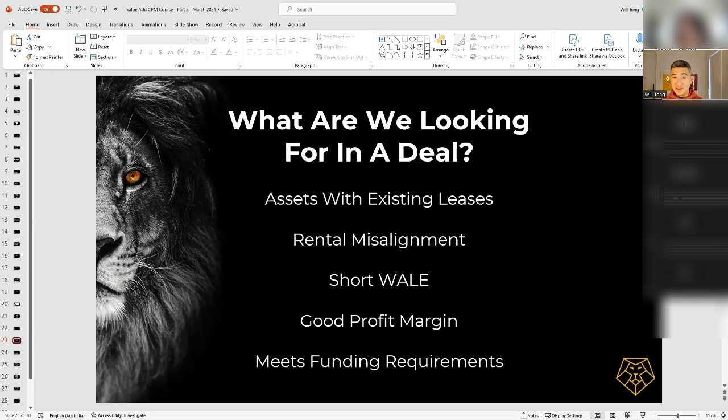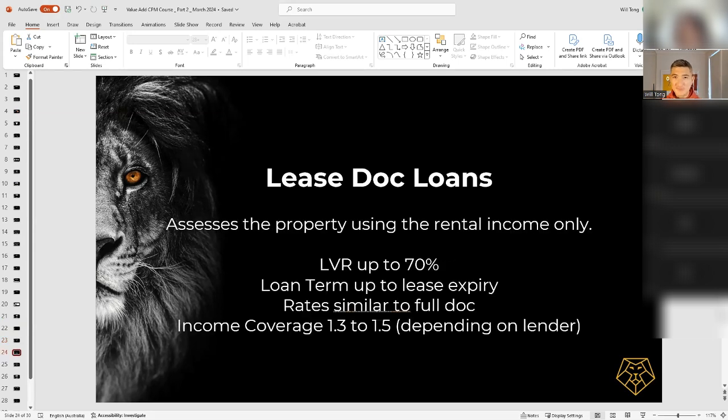And the other thing is, you want to make sure you find a property that's going to meet funding requirements, because if you can't fund the property, you can't buy it. So let's talk about funding. You've got your traditional funding methods, your full docs and things like that. But I want to talk about the lease doc a little bit here.